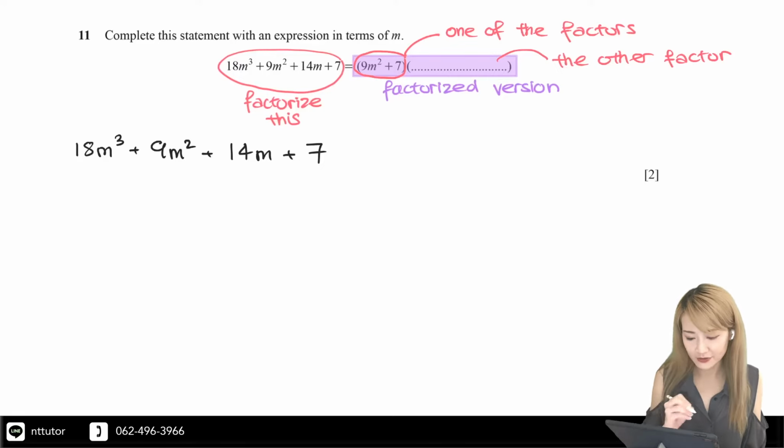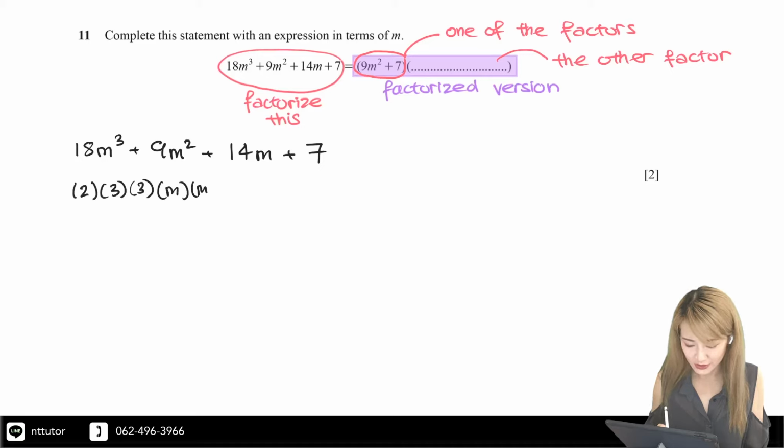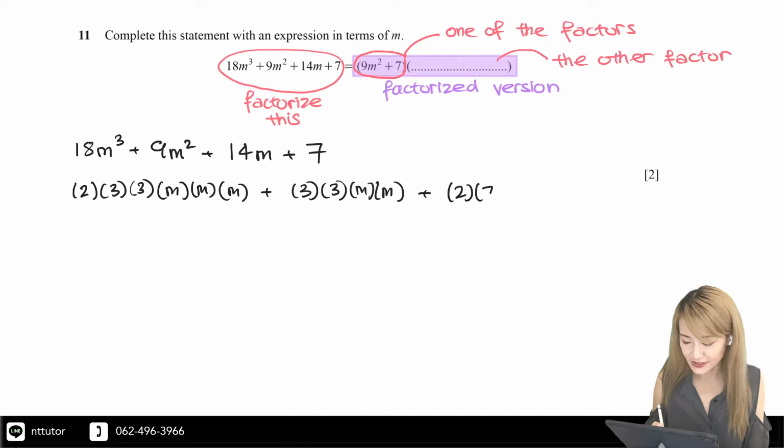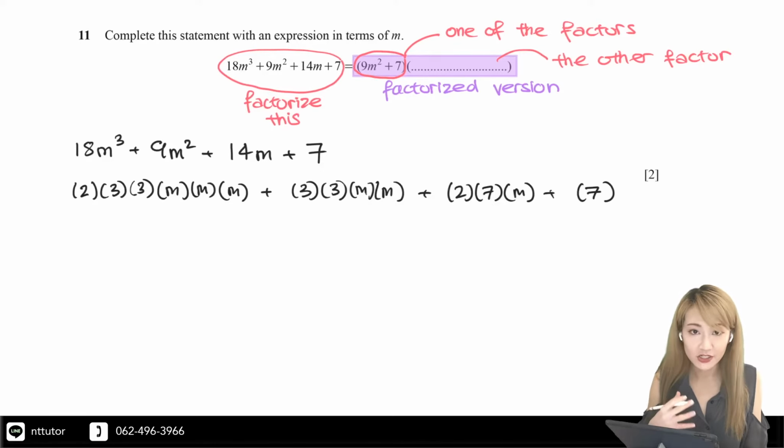So to easily understand this, I will write each term in terms of its lowest factors. So 18m cubed becomes 2, 3, 3, m, m, and m, because m cubed. And 9 becomes 3 multiplied by 3, and that's 2 m's. 14 can be 2 multiplied by 7 multiplied by m, and 7 is just 7, and 1, so I will write 7 there. When you have 4 terms to factorize, you can factorize them in pairs.